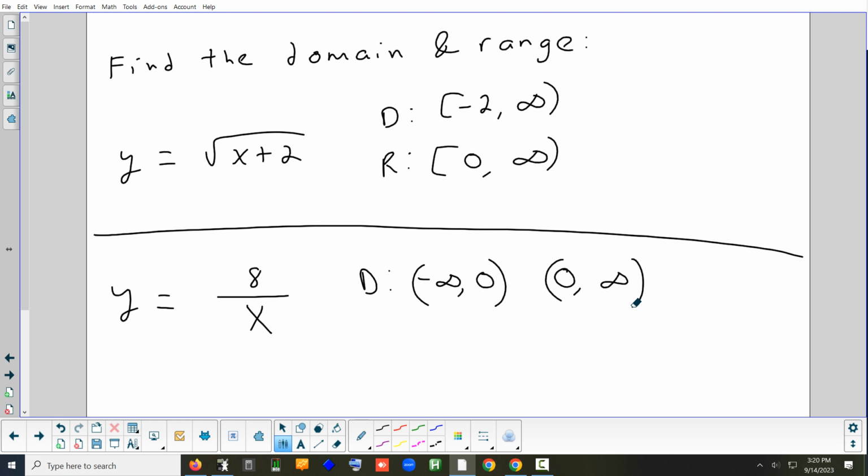Sure. So that's an or. You can either pick a number lower than 0 or higher than 0. So the symbol we usually use for or looks kind of like a capital U.